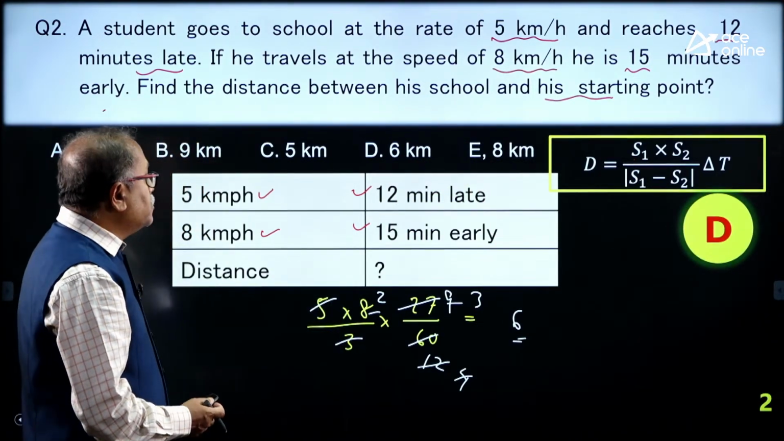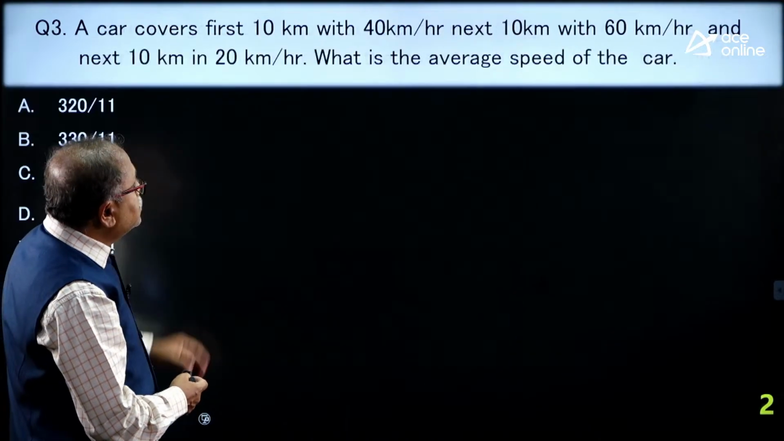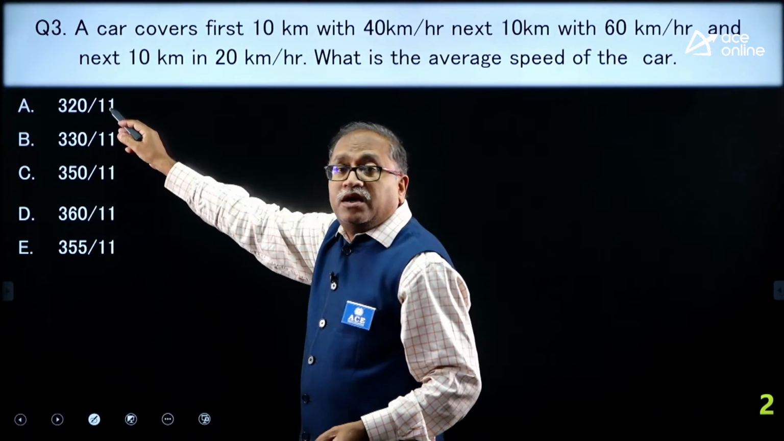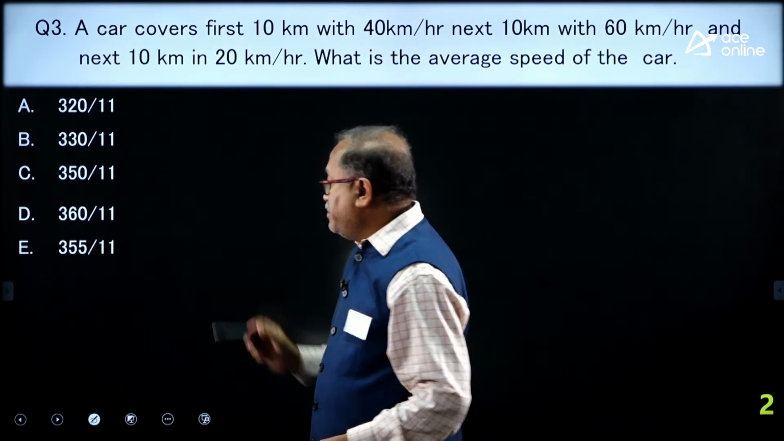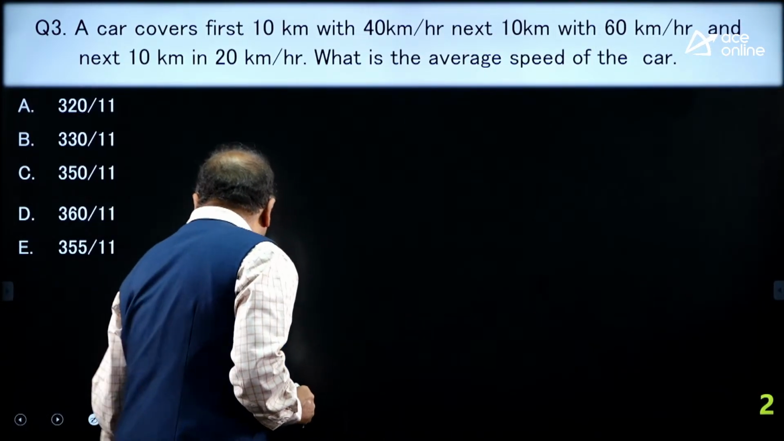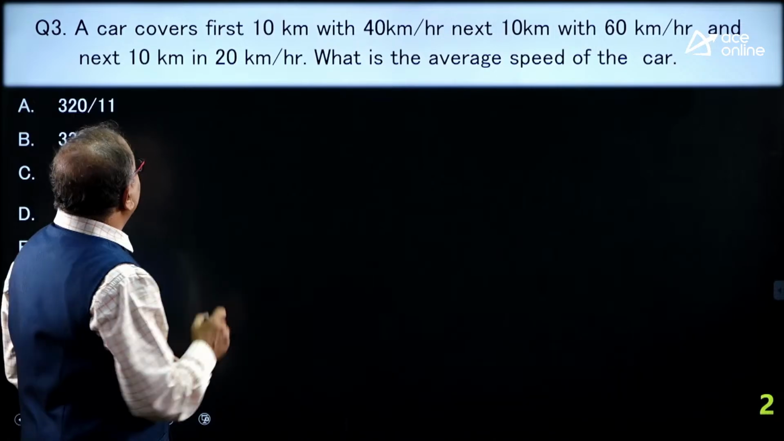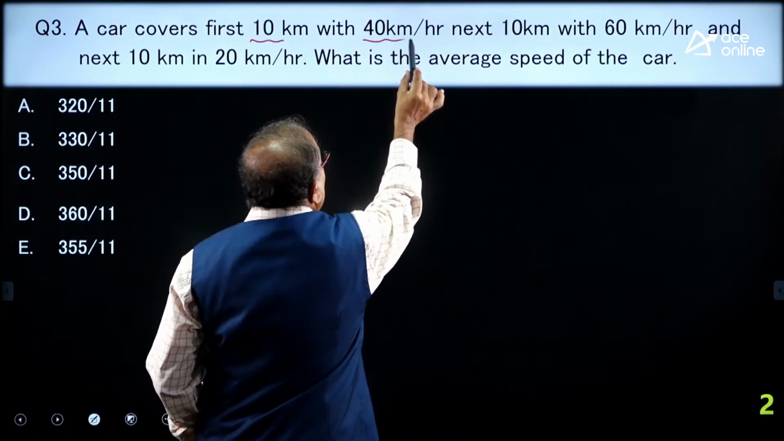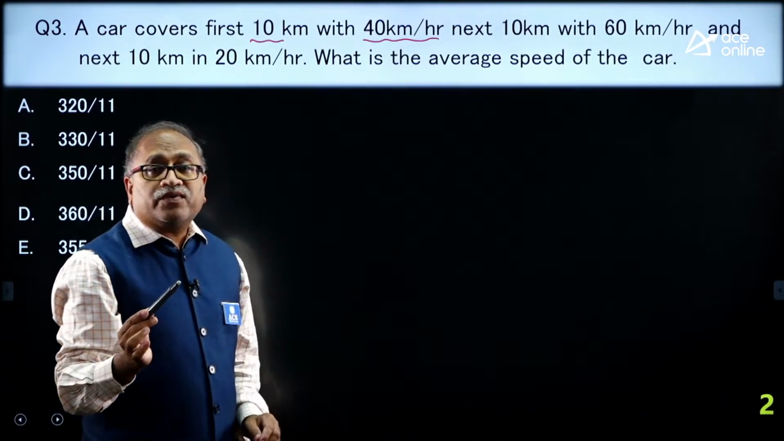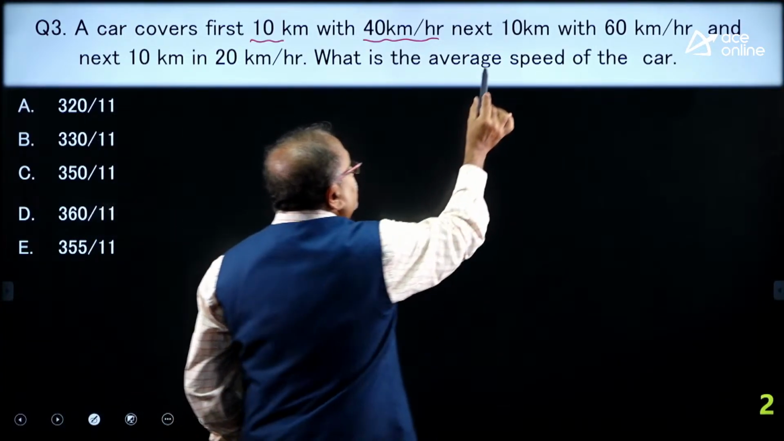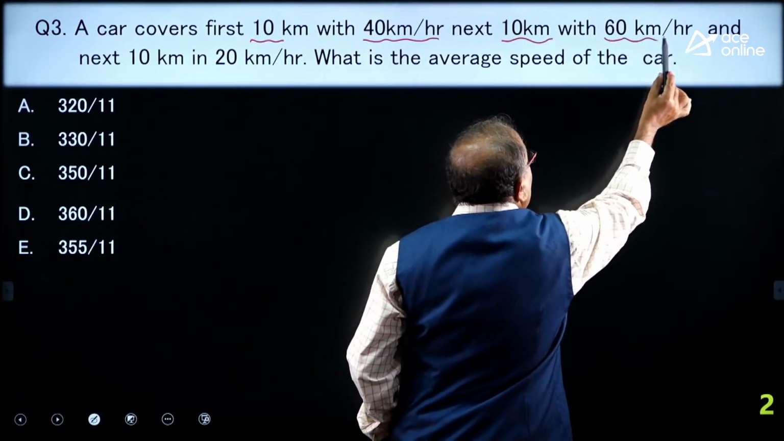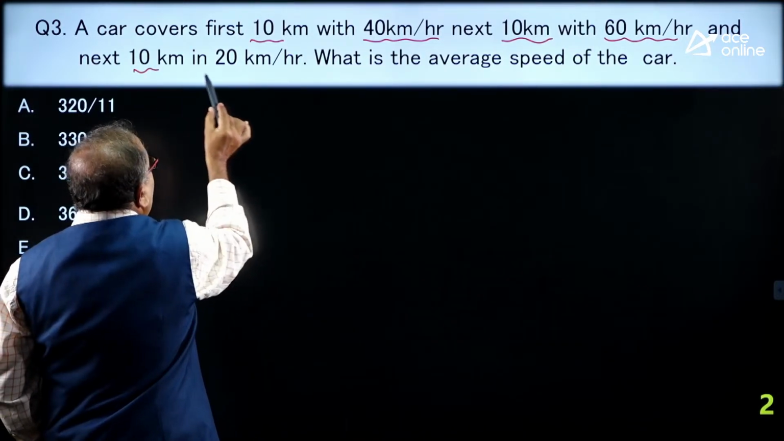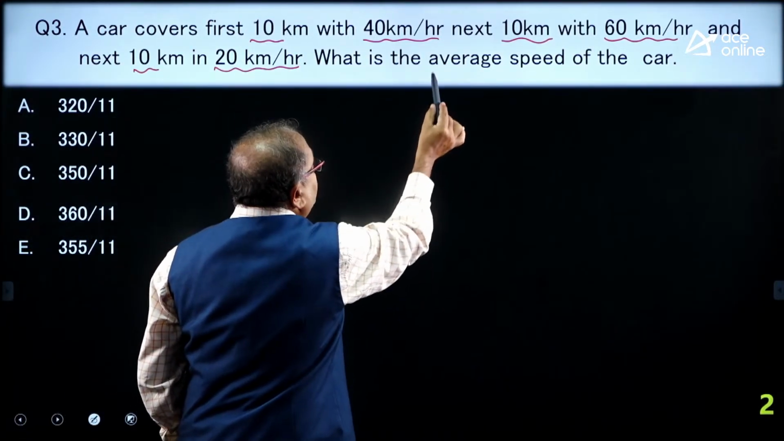So, I am moving on to the next question, and the next question on the board is this, and these are the options. Look at this one, all are divided by 11. So, let me read what the question is. Let us practice together. A car covers the first 10 km at the rate of 40 km per hour, the next 10 km at the rate of 50 km per hour, 60 km per hour, and the next 10 km with a speed of 20 km per hour.